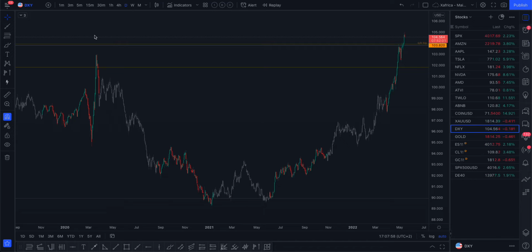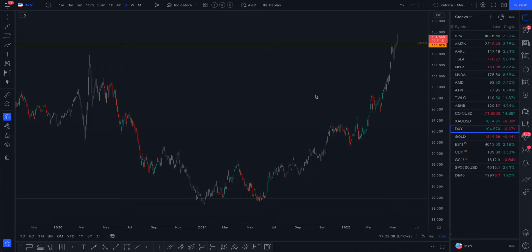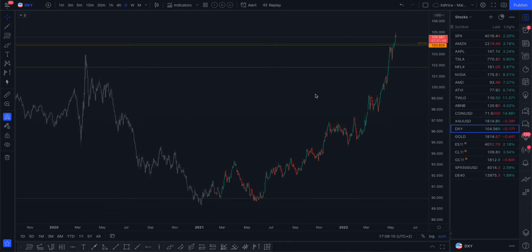So I'm starting with the DXY, not Bitcoin. Today will be a bit of a high level view of the markets and how Bitcoin correlates or inverse correlates with which markets. So obviously the stronger the dollar, the weaker Bitcoin. Here you can see we're on the daily time frame, and the dollar has just been incredibly strong.